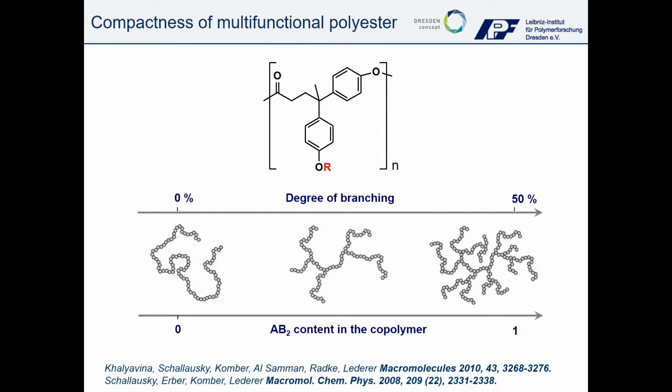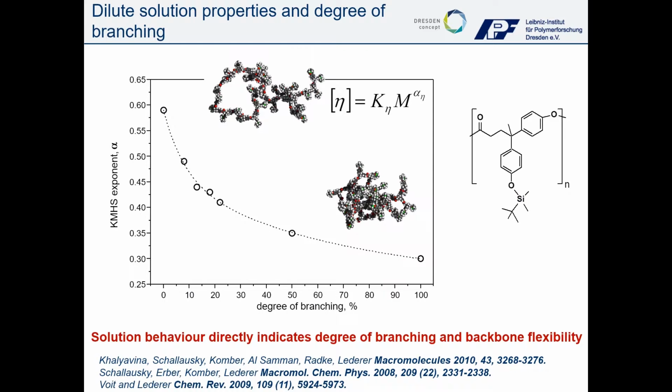Here I will show you another example of differently branched polymers based on another synthetic procedure, namely polycondensation. Using this procedure, we obtain differently branched structures starting from 0% degree of branching, which means linear structure, and we can go up to 50% degree of branching, typical for hyperbranched structures.